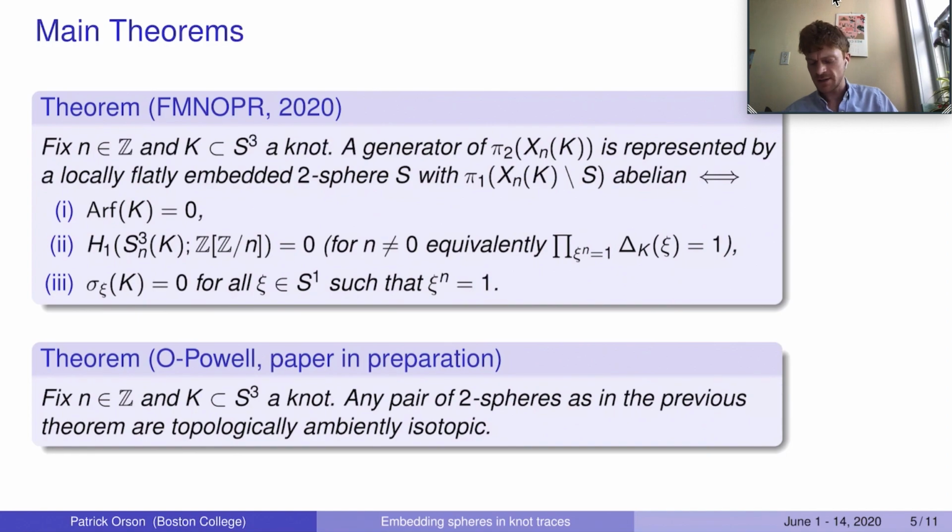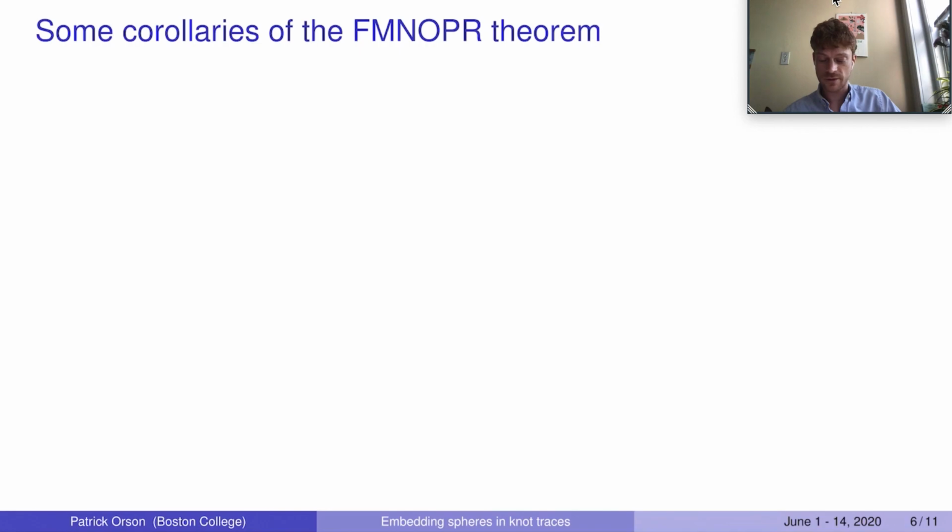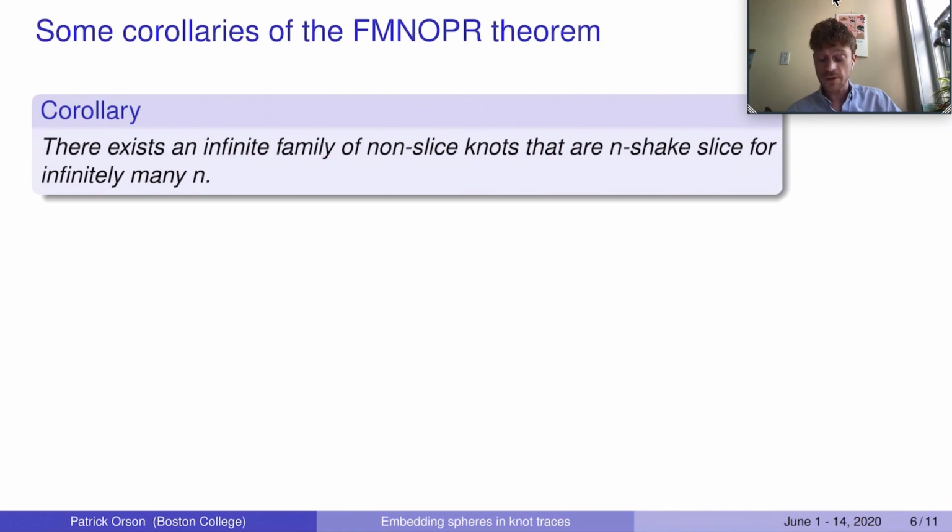Okay, so I'd like to give you some idea of how to prove this thing, but I'd first like to say that it's useful, and because these conditions are so easy to calculate, you can use it to construct stuff quite easily. So here are some corollaries that we've used that theorem to construct. So first of all, this one compares the ideas of sliceness and n-shake sliceness. So I've said before you can cook up a knot that's n-shake slice for some n but isn't slice, but actually you can do much better. So using this theorem, we can find infinite families of knots, all of which are non-slice, but they're all n-shake slice for infinitely many n.